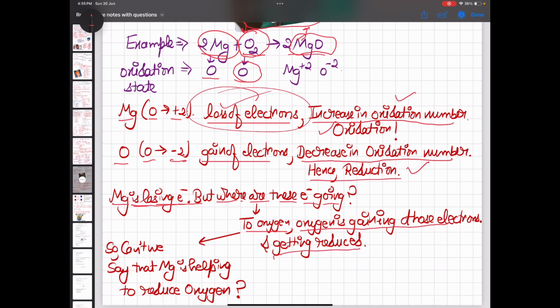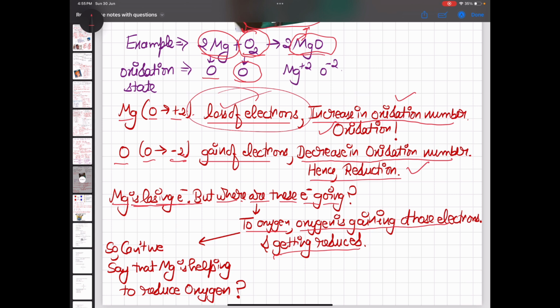Now just think about it. Magnesium is losing electrons. Oxygen is gaining those electrons. Gain of electrons is reduction. And which electrons are these? These electrons are from magnesium. So can't we say that magnesium is helping oxygen to get reduced? Think about it. Because oxygen is gaining the electrons from magnesium. Magnesium is getting oxidized, but it is helping oxygen to get reduced. Think about it.